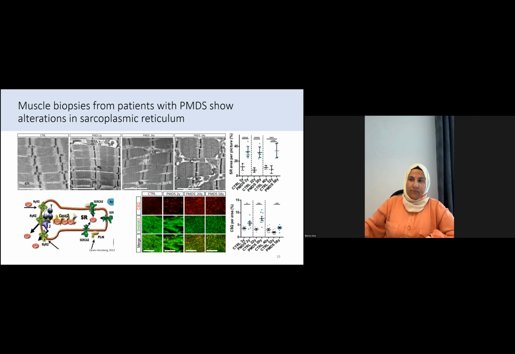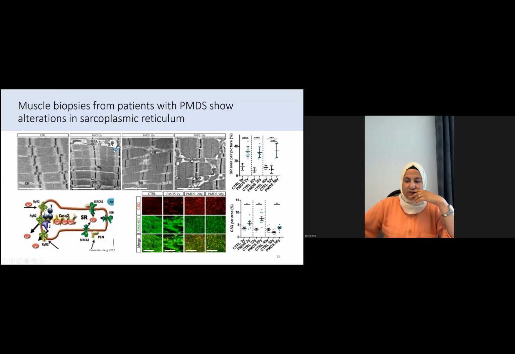Then, in addition, also in ultrastructure, we could detect a wide sarcoplasmic reticulum in all biopsies of patients with PMDS. These are these structures. And therefore, to display the sarcoplasmic area, we used an antibody against calsequestrin, since calsequestrin is a calcium binding and storage protein in the sarcoplasmic reticulum. So by staining against calsequestrin, we would display the sarcoplasmic reticulum.